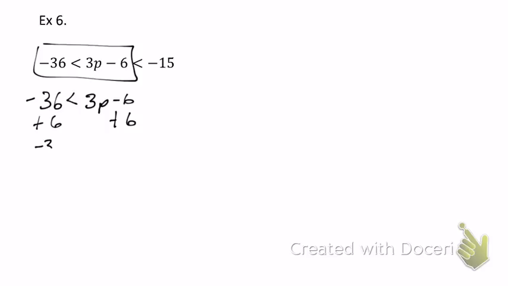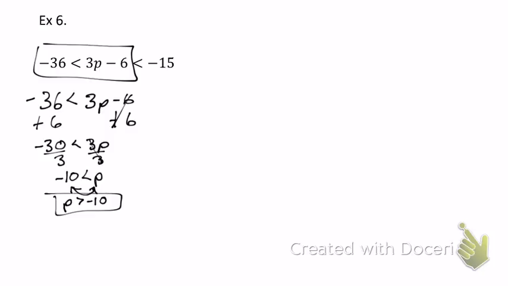Negative 36 plus 6 would leave us negative 30 is less than 3 times p. To get rid of times 3, we divide by 3, which leaves us with 1p is greater than negative 10. Now I know in a case like this, I've got my variable on the right side, my number on the left. I'll just want to flip-flop the order and say it's p is greater than negative 10.